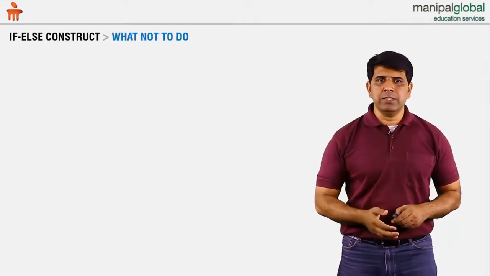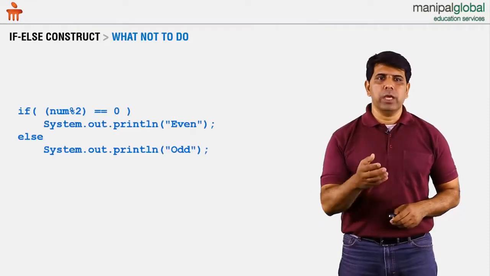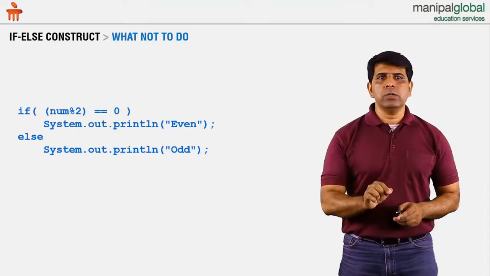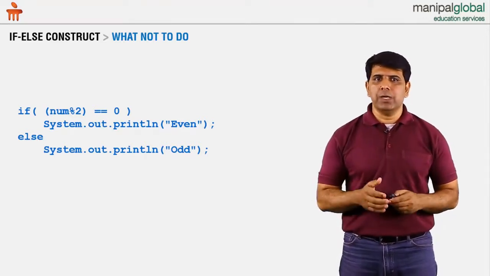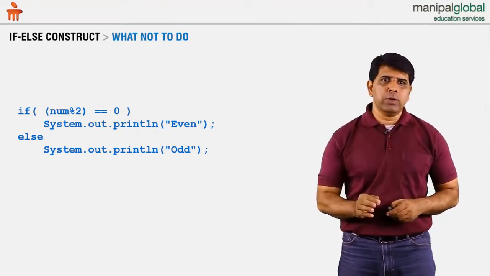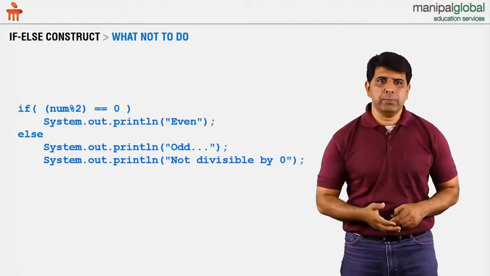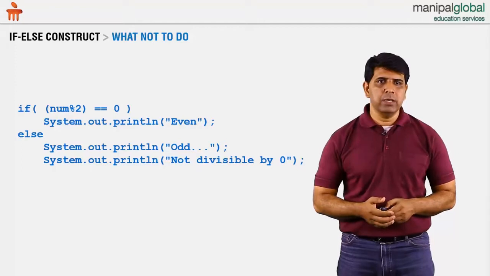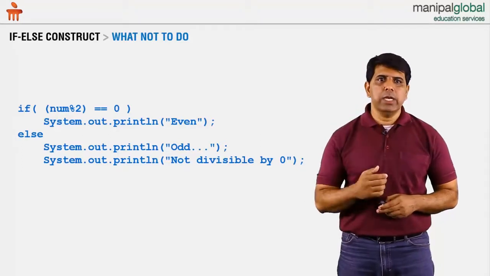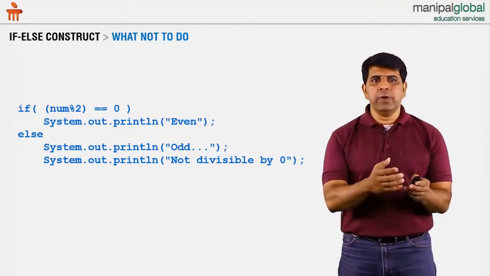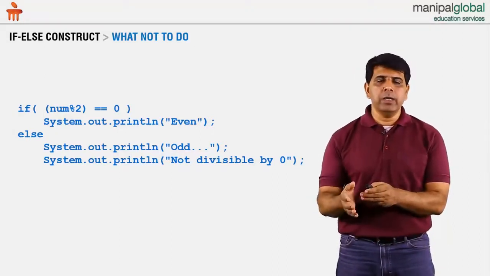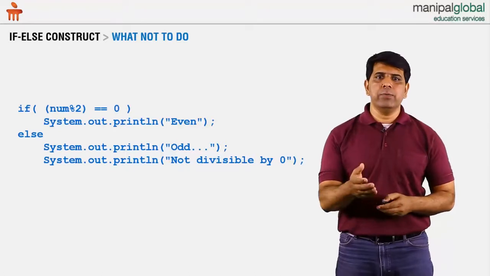Now these are some of the things that you shouldn't be doing. Can you guess what not to be done here? You don't use it in this fashion because there's no curly bracket. Tomorrow if somebody adds a statement in the else, assuming that it's going to be part of the else, as you can see in the message, when the condition fails, you go to the else block, print System.out.println odd, and along with that you say, hey, this is not divisible by 0.